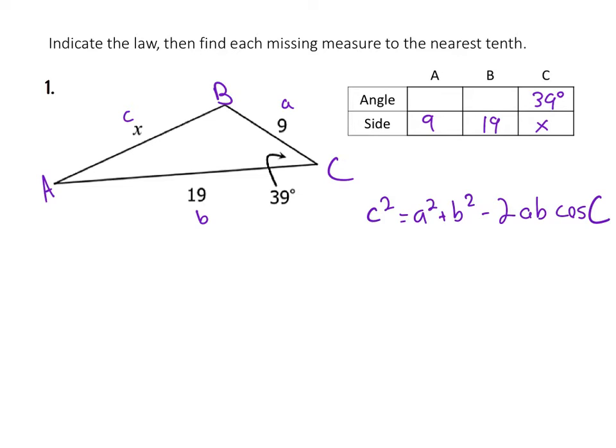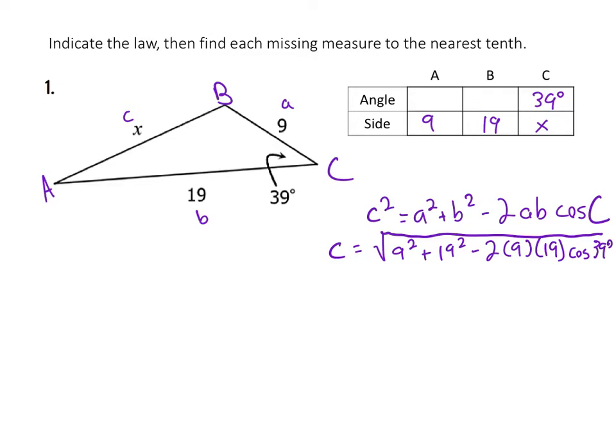I'm going to take the square root of the entire right side and then just write c by itself on the left-hand side. We know that we can solve the entire right side, and then c squared will equal that, and then we have to take the square root of that number, but we might as well just do it all in one step. So c will equal, and then I'll write a huge square root. Side a is 9, so 9 squared plus 19 squared minus 2 times 9 times 19 times the cosine of angle C, which is 39 degrees.